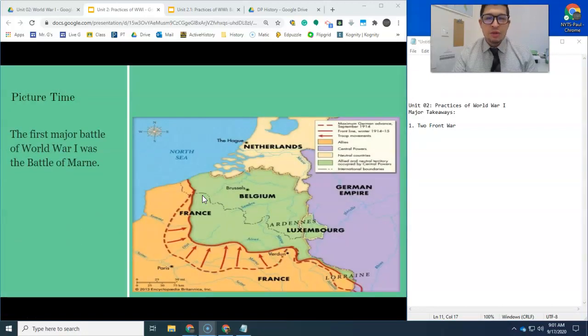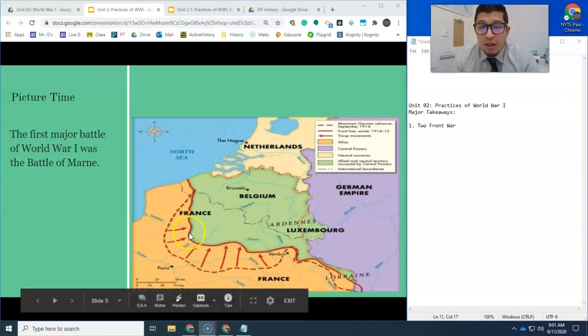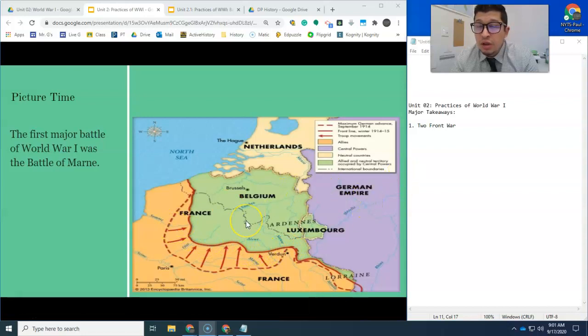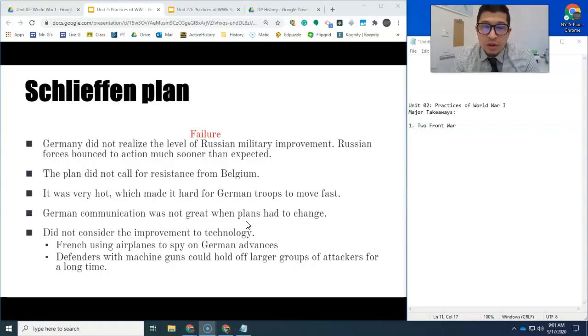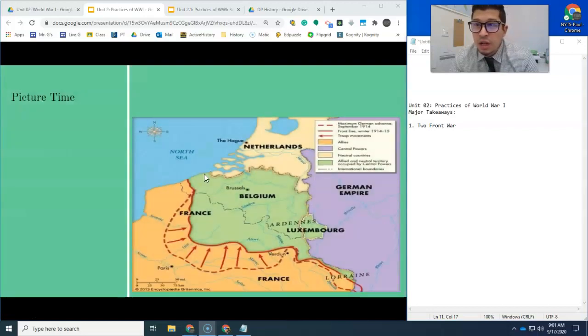All right, so the first major battle in World War I is the Battle of Marne. If you don't remember that name, it's okay. But here is the Battle of Marne, right? This is going to be the front that they are fighting on. So the Germans are going to go through Belgium. They're going to get resistance from the Belgian military, as you saw in the last slide, right? It didn't plan for resistance from Belgium. That's one of the reasons that the Schlieffen Plan failed the way that it did, right?